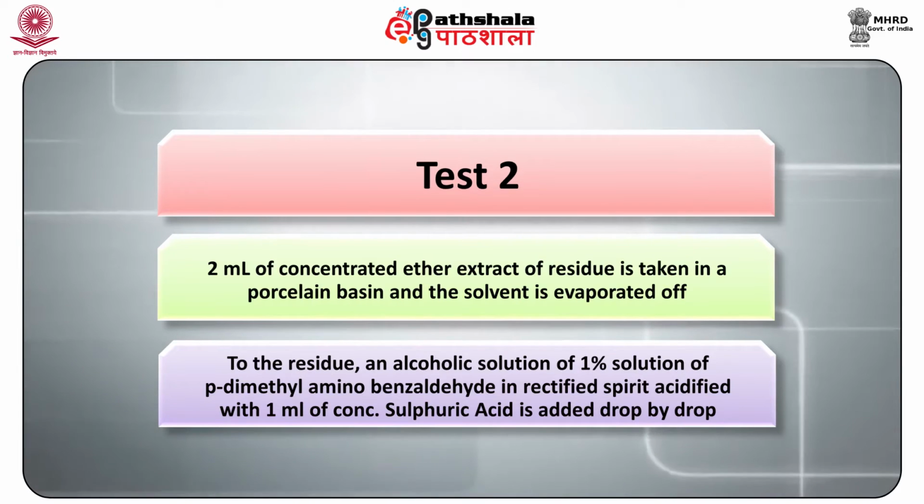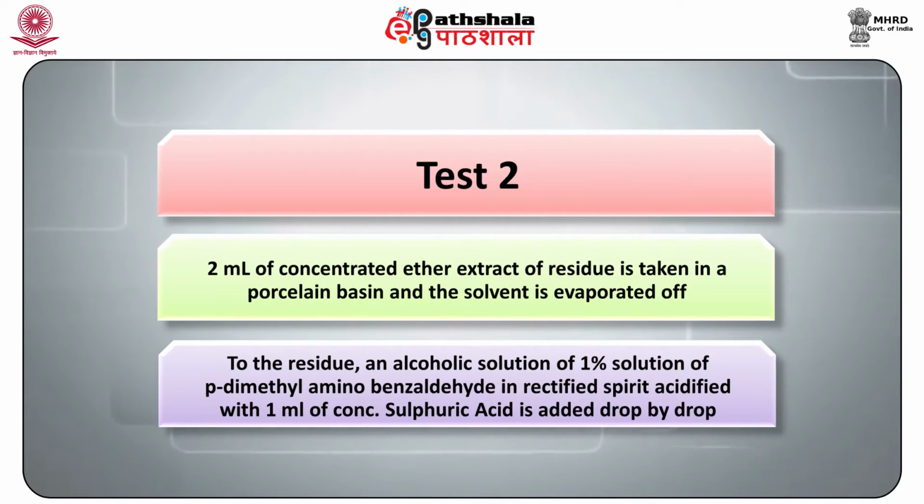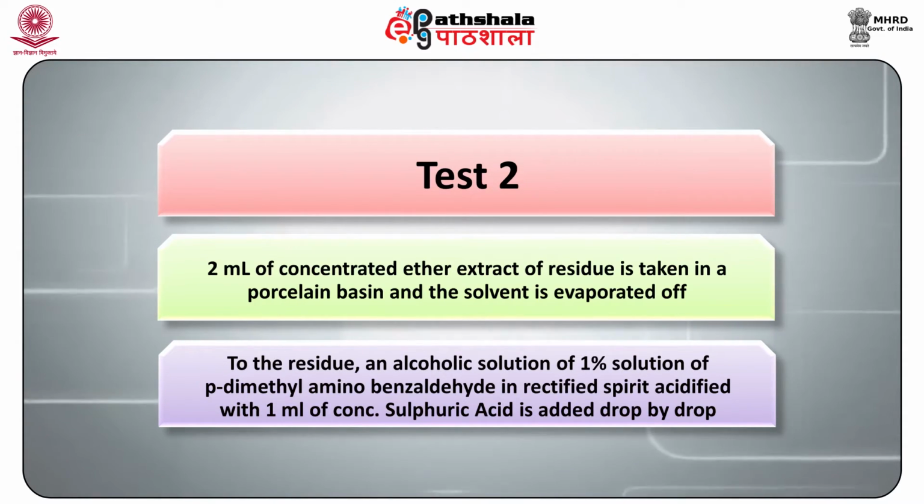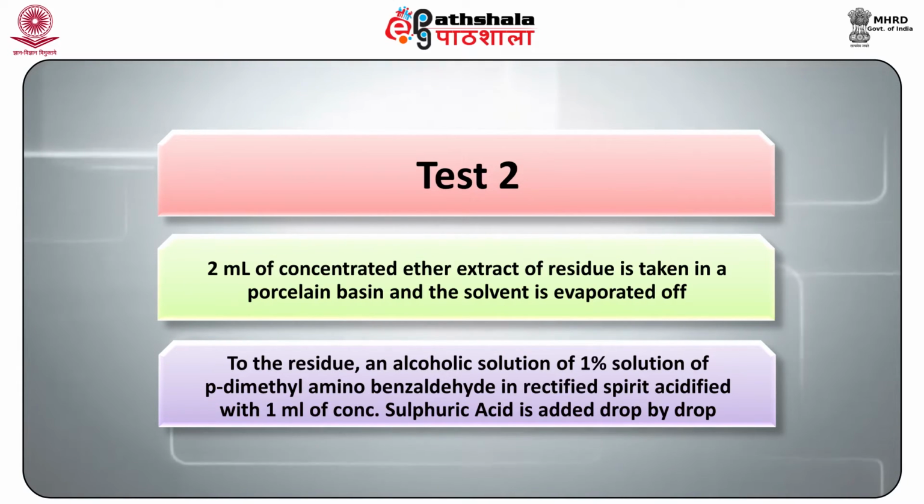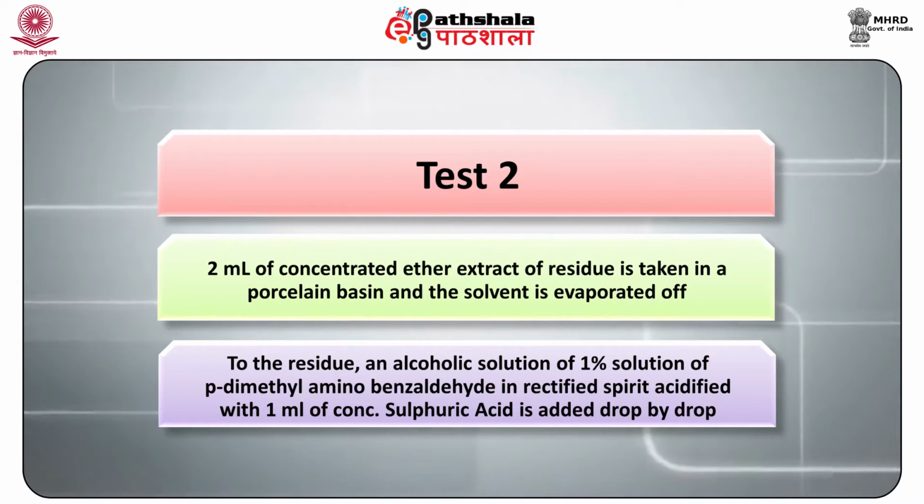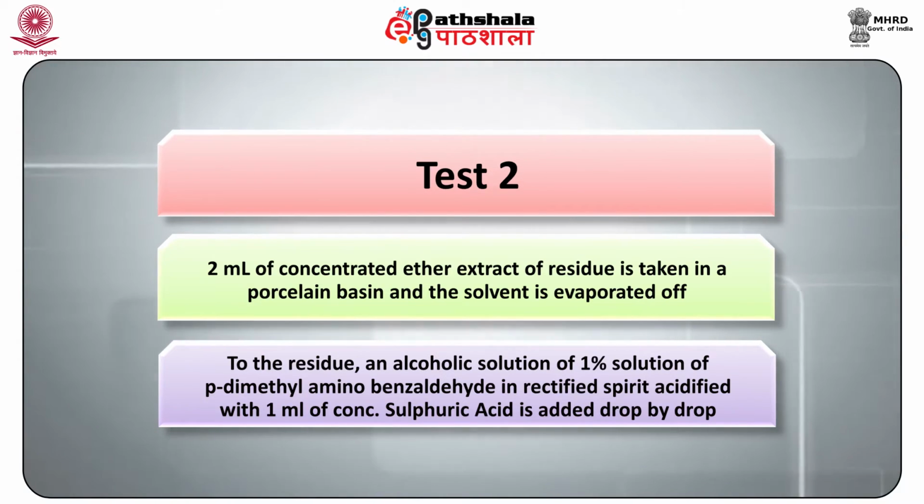Next is test 2. 2 ml of the concentrated ether extract of residue is taken in a porcelain basin and the solvent is evaporated off. To the residue, an alcoholic solution of 1% para-dimethylaminobenzaldehyde in rectified spirit, acidified with 1 ml of concentrated sulfuric acid added drop by drop, is added. A transient red color is observed. On evaporating to dryness on a hot water bath, the residue becomes brownish red to purple in color, which changes to pale blue on adding an excess of reagent.